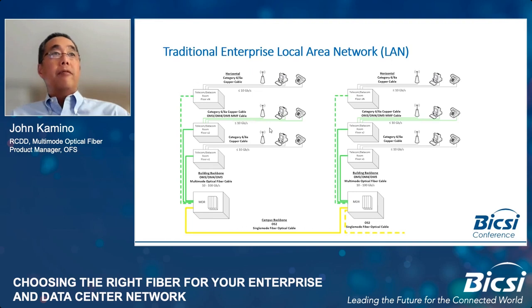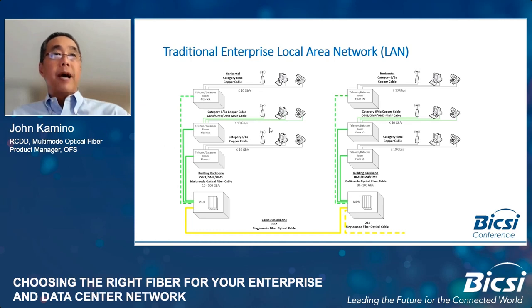And then you have out in the horizontal, typically a copper cable infrastructure. I showed some fiber on the second floor there. There are some applications where fiber to the desktop or fiber to the wireless access point is used. But in general today, in most offices, you see a copper-based solution.